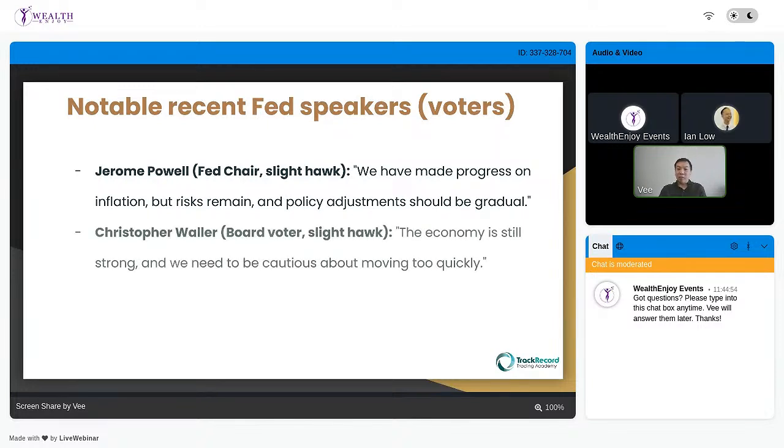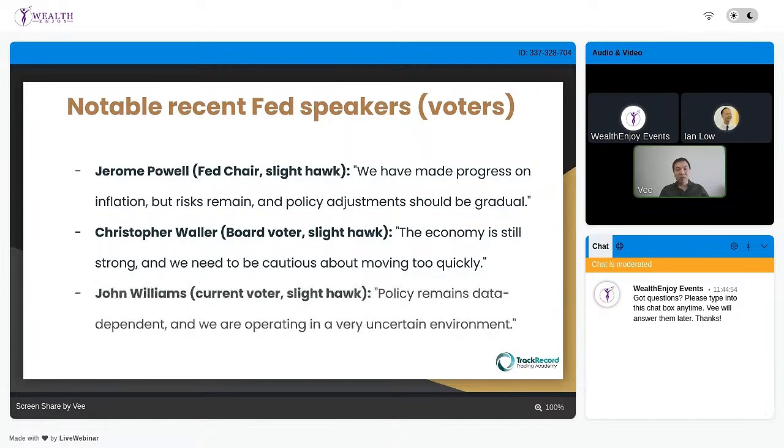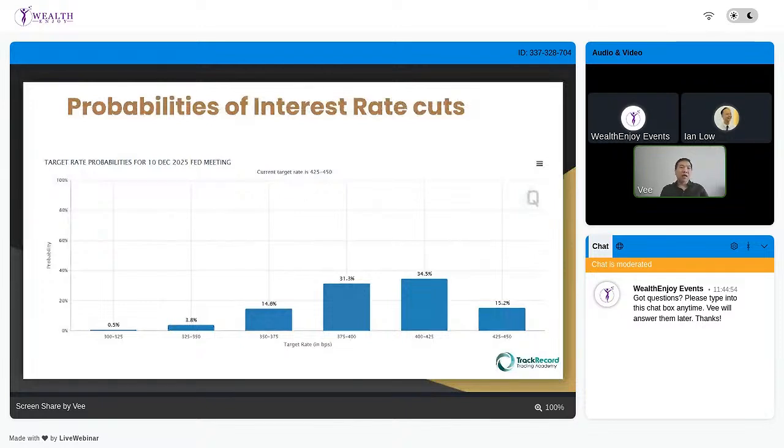So one of the board members as well, just a few, most of them are very much aligned right now, and their message is pretty much around the economy is strong. We need to be cautious about moving too quickly, and policy remains data dependent, and we are operating in a very uncertain environment. So from all this, we see that they do not seem to be wanting to change policy, right? And that is very consistent with what they have been saying.